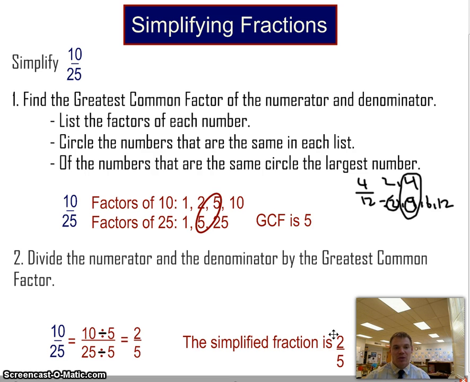Again, the easiest way to do it is to first find the greatest common factor, and again, list your factors out. It's very important to list them out. Notice how I listed them out. So on your assignment, make sure you list them out, and then you just find the greatest one they have in common, and you divide the top and bottom, or the numerator and denominator, by the greatest common factor. And that's how you simplify fractions.